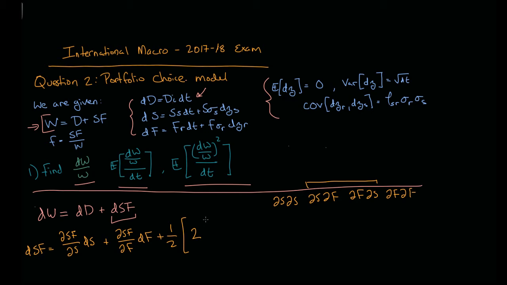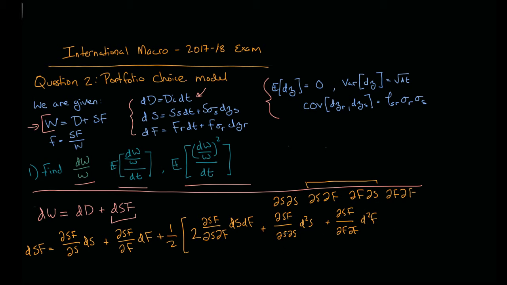We'll get 2 of the same function, which is partial squared SF over partial S partial F. And then we need to take the chain rule. The first we'll get the dS, and then the second we'll get the dF. We add to that the other 2. So it's going to be partial squared SF over partial S squared, and then it'll be dS squared. And then partial squared SF over partial F squared, and you'll get dF squared.